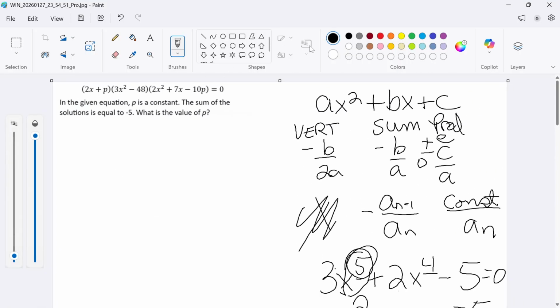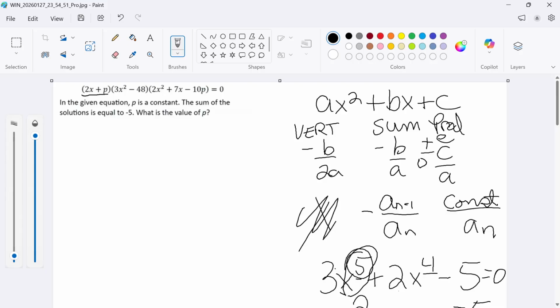In the given equation, p is a constant. The sum of the solutions is equal to negative 5. What is the value of p? All right, I want the sum. Oh, and by the way, I think I already said that, this only works for quadratics or higher power.